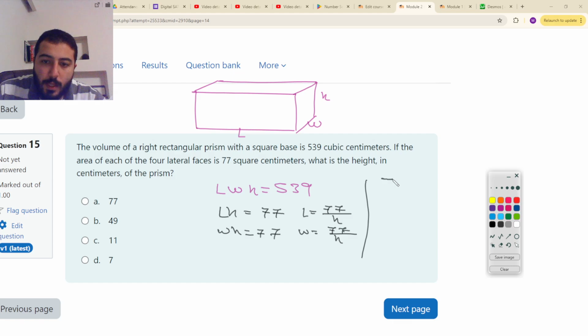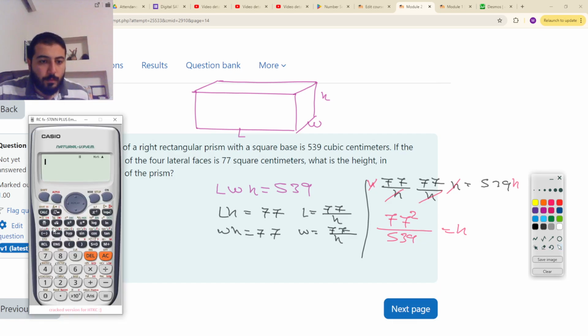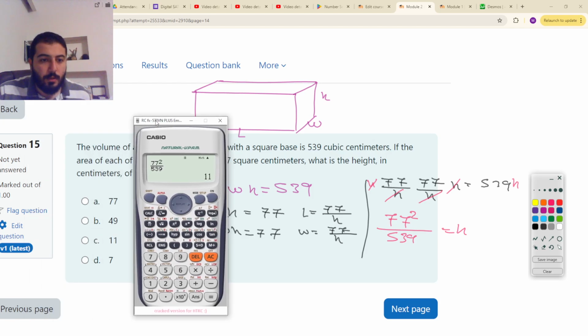It will be 77 over height multiplied by 77 over height multiplied by height equal to 539. Now we cancel height by height, then send the remaining height to the other side by multiplying by height on both sides. Then send 539 to the other side, so height is 77 squared over 539. Let's calculate this value: 77 squared over 539 is 11. So the height is 11.